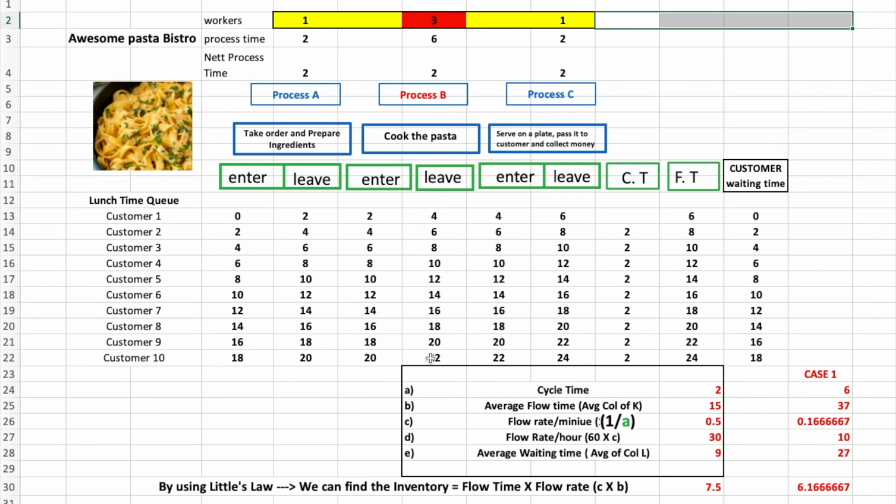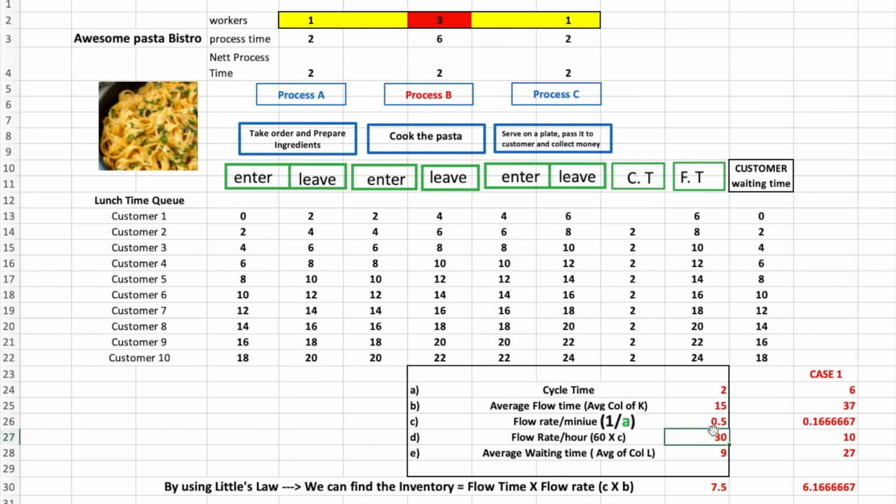Okay. Let me also touch upon Little's Law. Since we already know the flow rate and also the average flow time, by Little's Law, if you have these two parameters, you can find the inventory. In this case, the number of customers waiting at any point in time in this system. On average, the inventory is 7.5 now. Originally it was 6. You might think, how come the inventory has gone up? Isn't it bad?